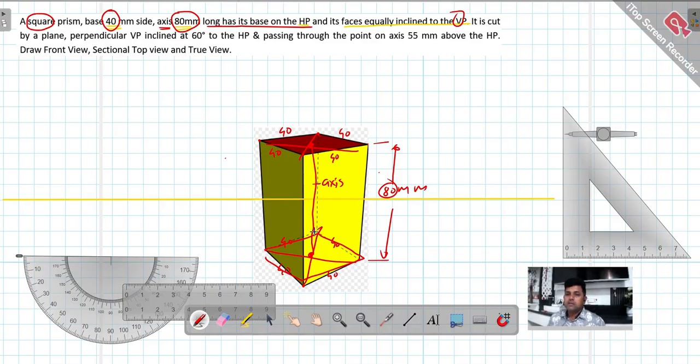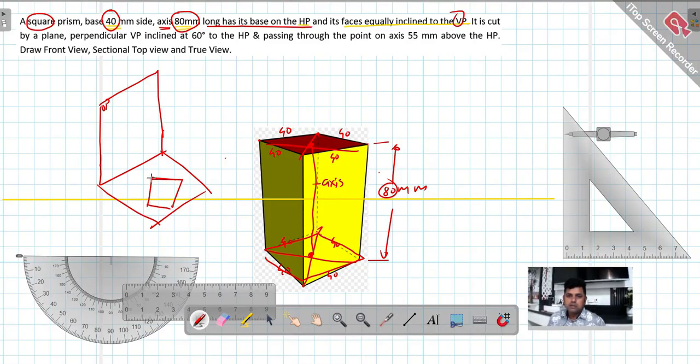Okay, how is it resting? It will be equally inclined to VP, if we assume this as a vertical plane and this as a horizontal plane. So the square prism is placed such that these two faces, meaning this face and this face. Okay, so these are the edges. Actually, I'm marking the face, which is nothing but what? This, and this. Okay, so this entire rectangle here, that is nothing but the face.